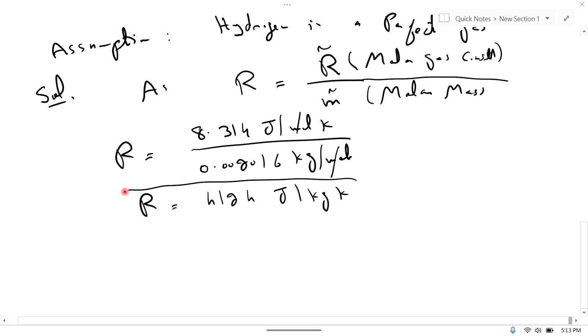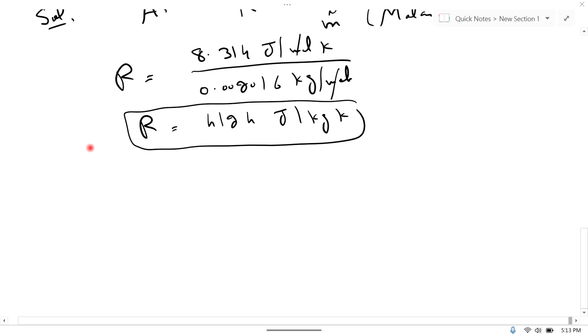Now we have to find the total mass. So for the total mass, first I find m1 and then m2. From the ideal gas equation, m1 is equal to P1V1 divided by RT1.